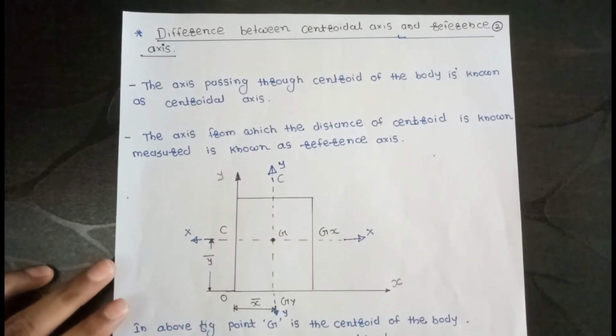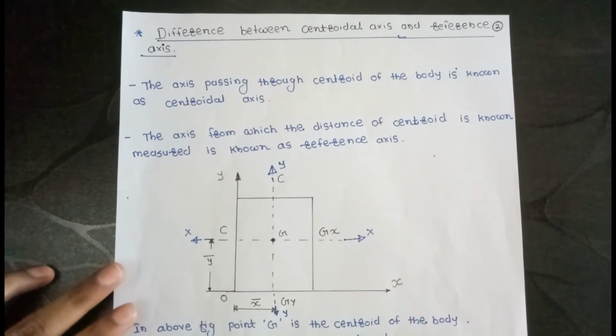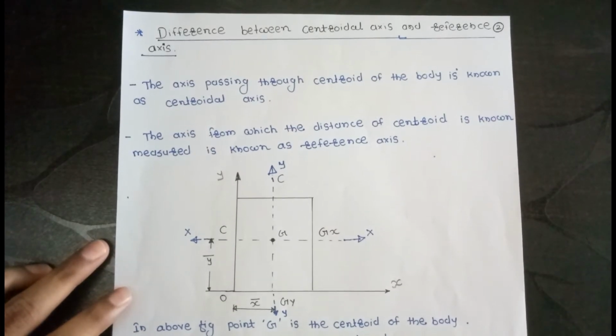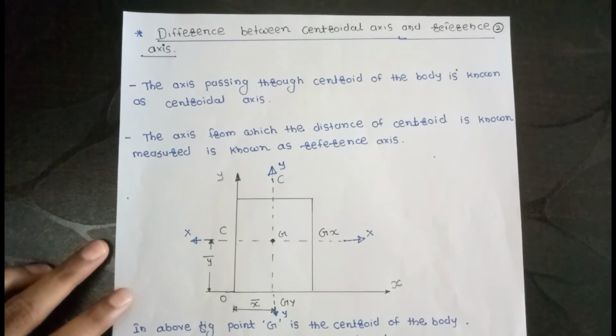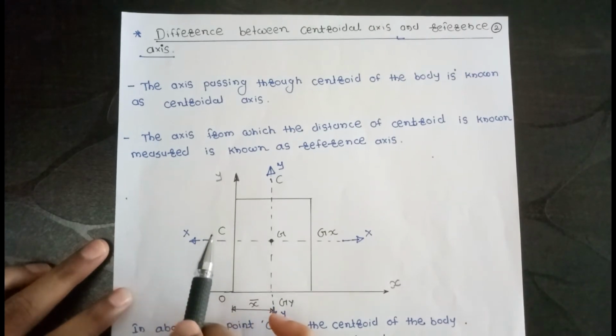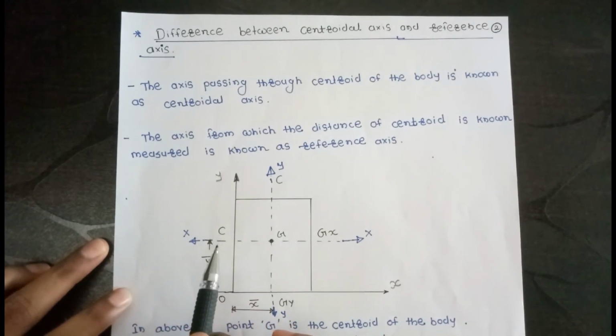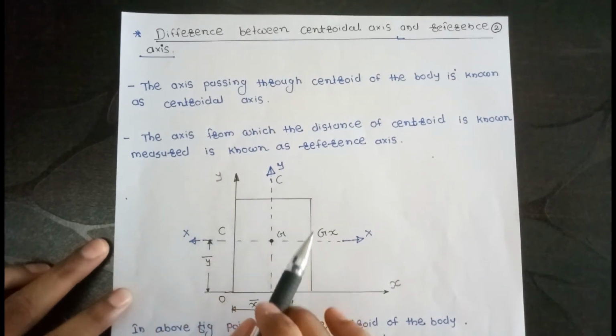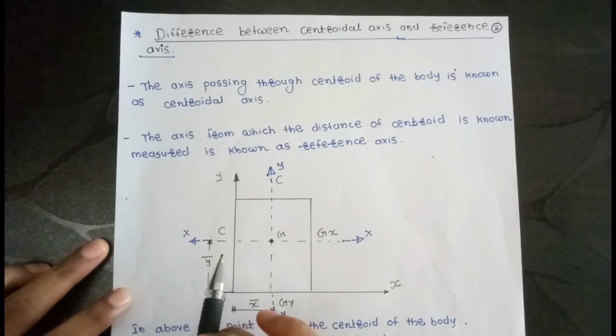Hello friends, we will discuss the chapter of centroid. First of all, the difference between centroid and center of gravity. The centroid is used to determine the entire area of plane figures such as line, triangle, rectangle, square, etc. And center of gravity is used to determine the volume of solid bodies such as pyramid, cone, prism, cylinder, etc.